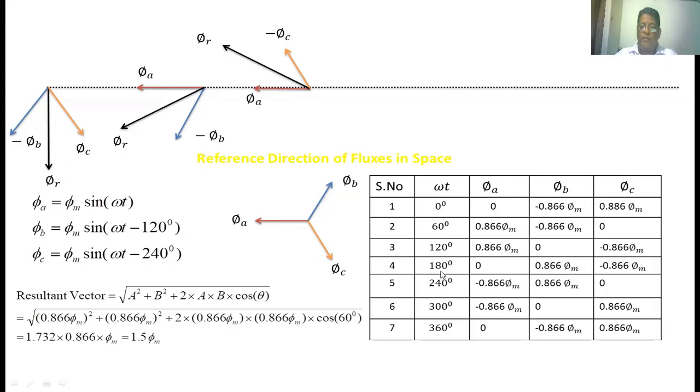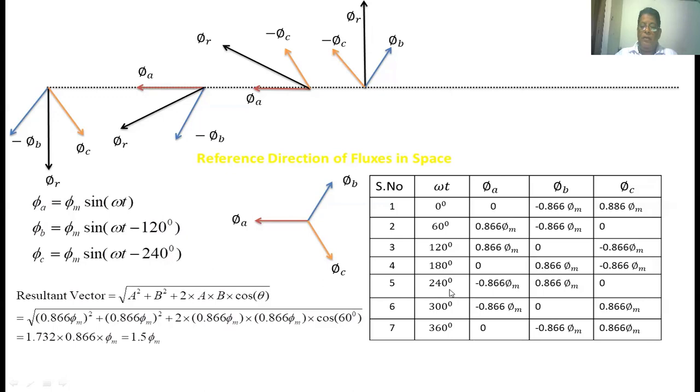Now we are going to find out at 180 degrees. At 180 degrees, the flux coming from the phase A becomes 0. Flux coming from the phase B becomes positive, whereas the flux coming from phase C becomes negative. So we have to reverse this one. This vector becomes 0. We have only this vector, in reverse of this vector. Find the resultant of these two vectors that we have shown here. This is the resultant. Again, the magnitude of the resultant flux is 1.5 times phi m.